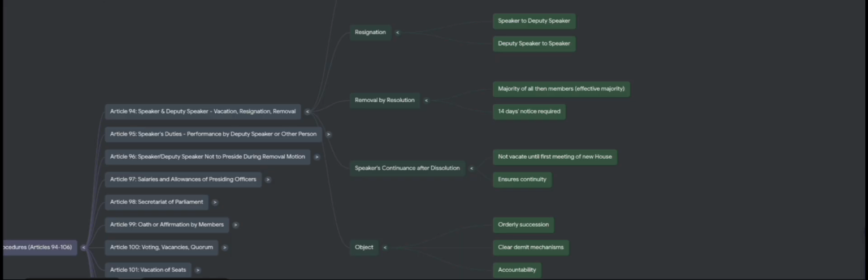Not at all. That's a very important distinction. This is what we call an effective majority. It's not just a majority of those present and voting, but more than 50% of the total actual strength of the House at that time, excluding any vacancies.